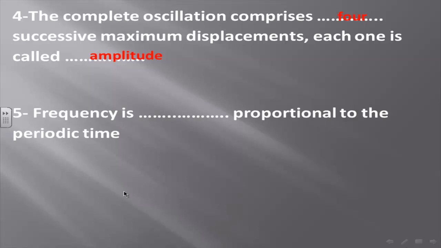Question number 5. Frequency is inversely proportional to the periodic time. In this question, I want to know the relation between the frequency and the periodic time. Very good. The frequency is inversely proportional to the periodic time because F equals 1 over T.